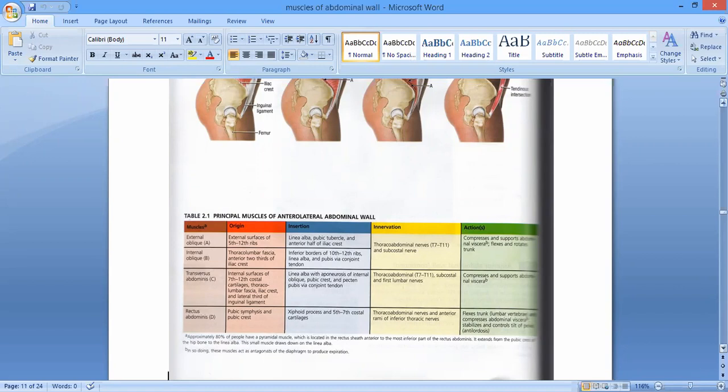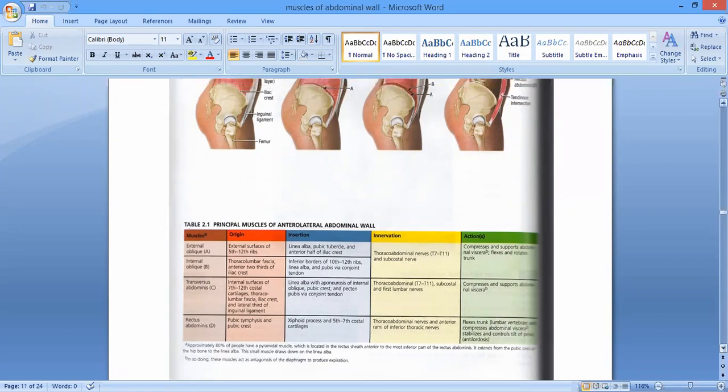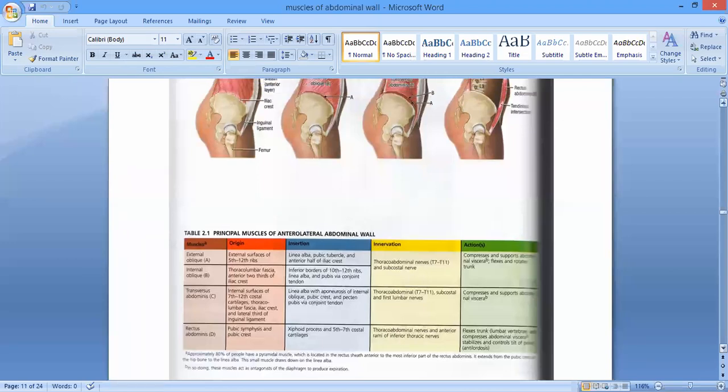One more characteristic feature is that between the internal oblique and transverse abdominal muscle, it forms the neurovascular plane, in which the nerves and vessels run, right? Similar to the thorax, where the neurovascular bundle runs between the innermost layer and the inner layer. Remember? How does the neurovascular bundle run in the thorax? Vein, artery, nerve.